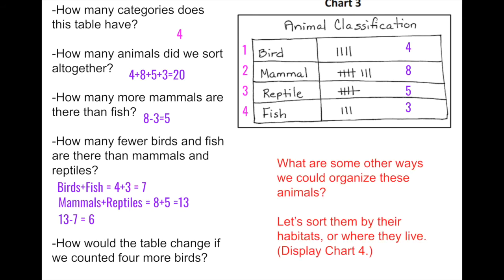Now I want you to think about this question in red. What are some other ways we could organize these animals? I'll give you a few seconds to think about how you might organize these animals differently. So I'm thinking maybe we could sort them by color, we could sort them by what they prefer to eat, or we could sort them by where they live, which would be called their habitat. And that's actually what we're going to go ahead and do right now. We're going to sort these animals by their habitats, or where they live.